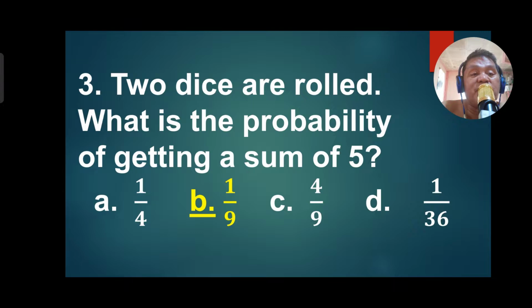But what is the probability of getting a sum of 5? What are the numbers that when you add is equal to 5? We have 1, 4; 2, 3; 3, 2; and 4, 1. So how many outcomes? There are 4. So we have 4 divided by 36 is equal to 1 over 9. Letter A, 1/4, B, 1 over 9, C, 4 over 9, D, 1 over 36. So the possible answer here is 1 over 9.